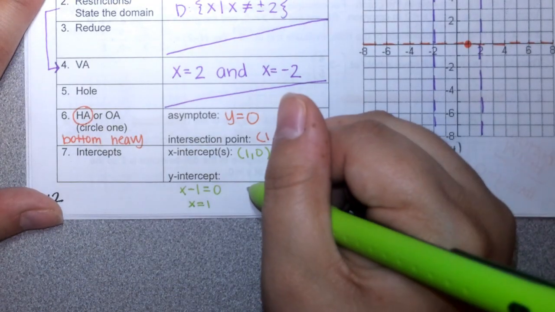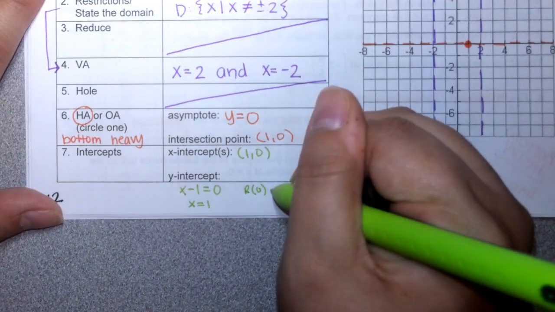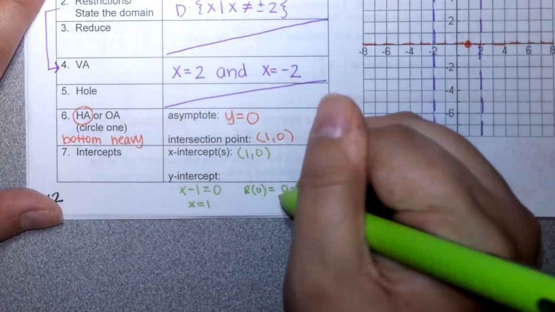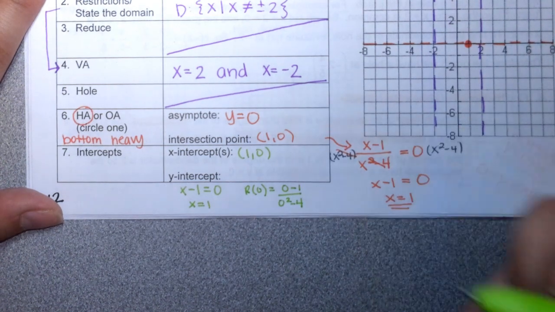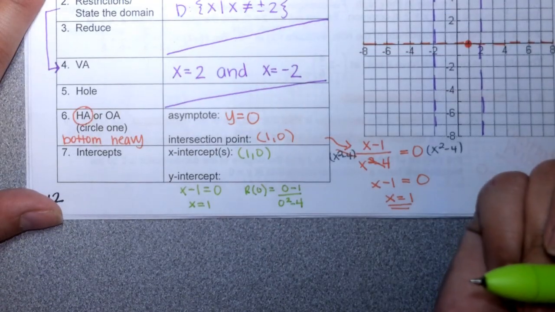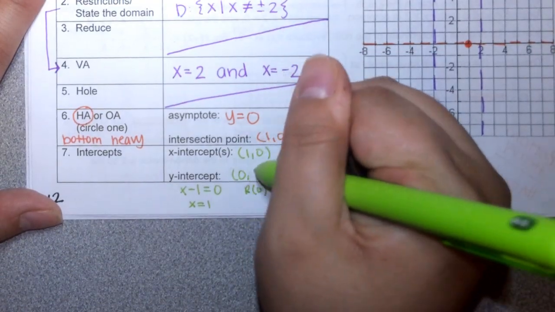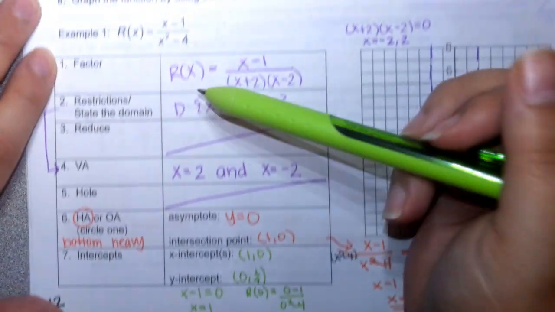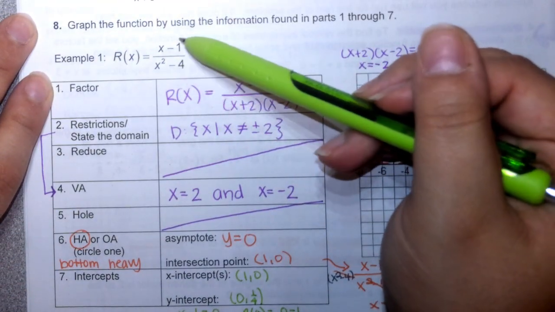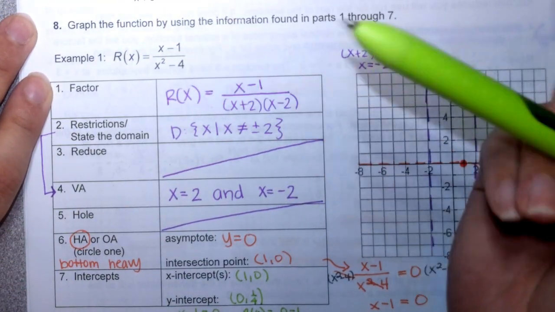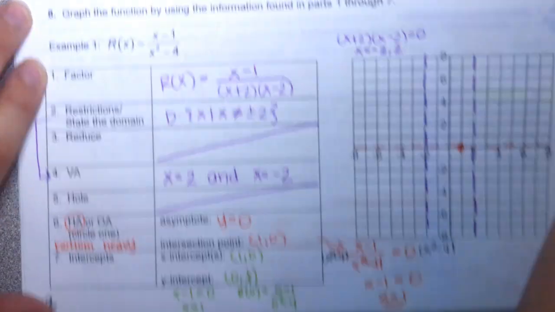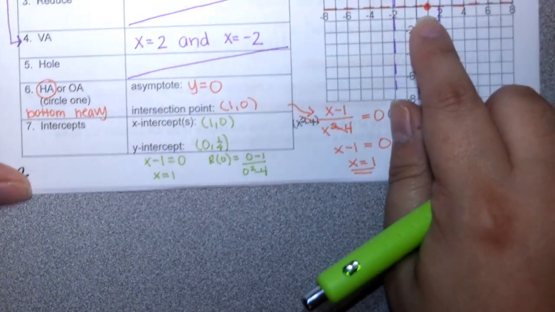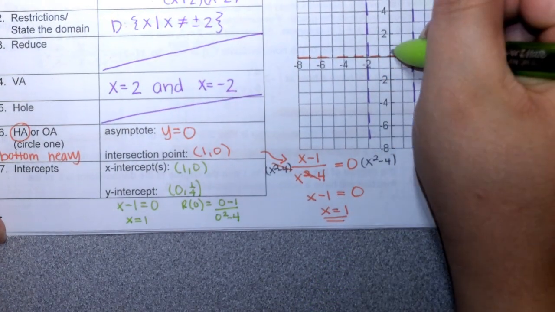To find the y-intercept, I need to find r of 0. So what is 0 minus 1 over 0 squared minus 4? No, you're right. What's my point, though? 0, 1/4. And hey, guys, it's always just going to be your constants, because everything else will have 0 in it. So everybody plot. We already plotted our x-intercept in this case. So plot 0, 1/4.